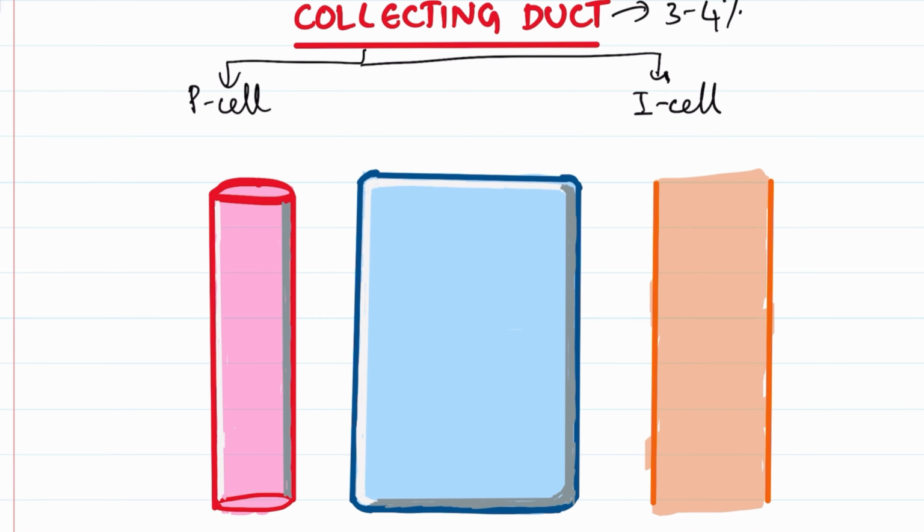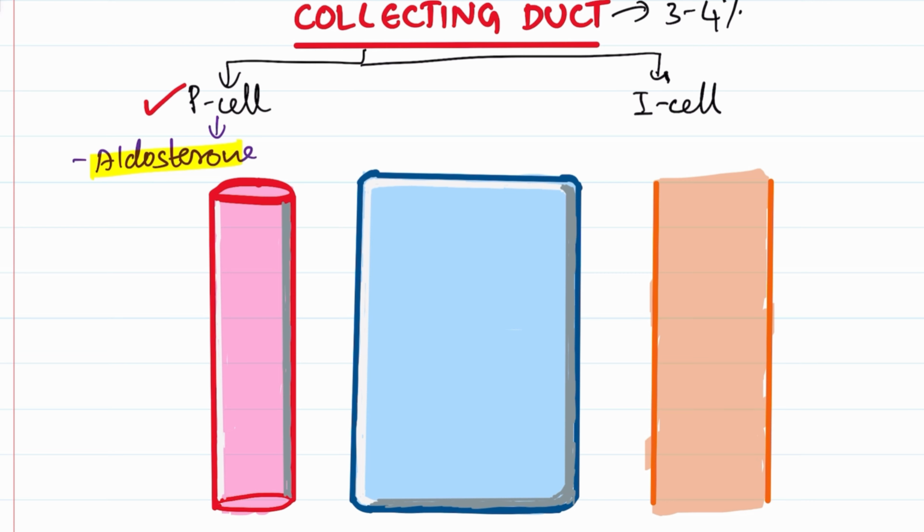The collecting duct actually has two types of cells. There is a P cell and then there is an I cell. Now it is the P cell which is associated with sodium reabsorption. And the important point is that the absorption is due to the hormone known as aldosterone. So there is an aldosterone-dependent absorption of sodium. If the aldosterone is not secreted, there is not going to be any reabsorption of sodium from the collecting duct.